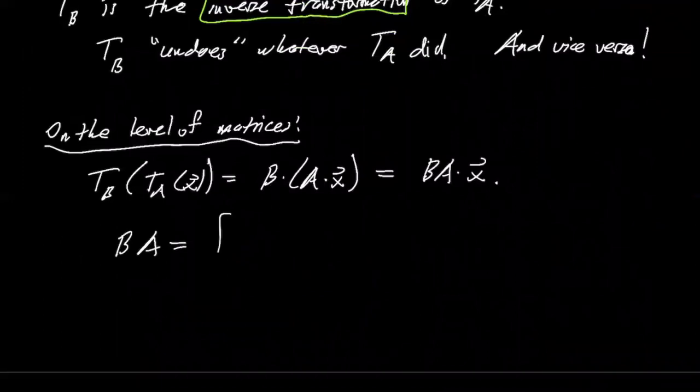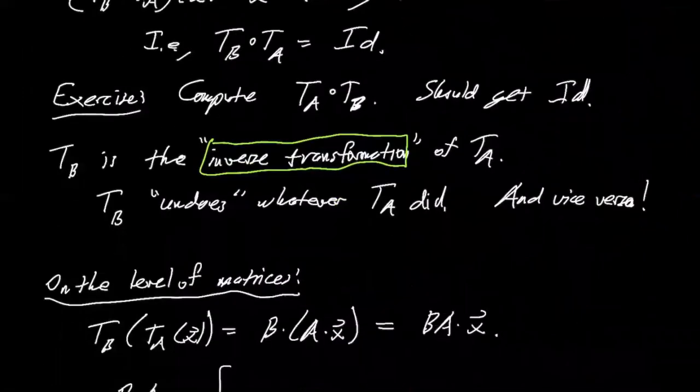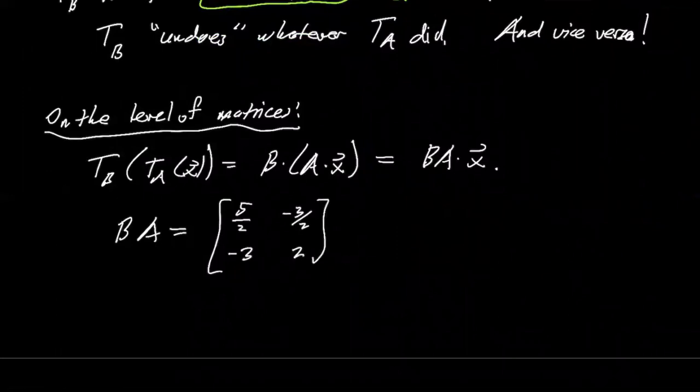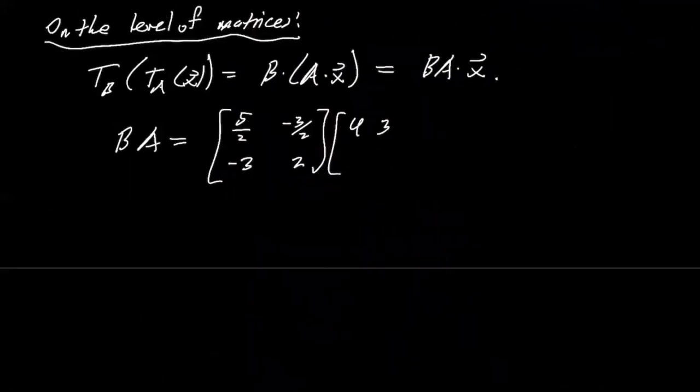BA is the matrix, forgot them already, 5 halves, negative 3 halves, -3, and 2. And A was the matrix, I forgot this too, 4, 3, 6, 5, okay. 4, 3, 6, 5. Multiply these together. Again, pause the video and multiply these together. What do you get?